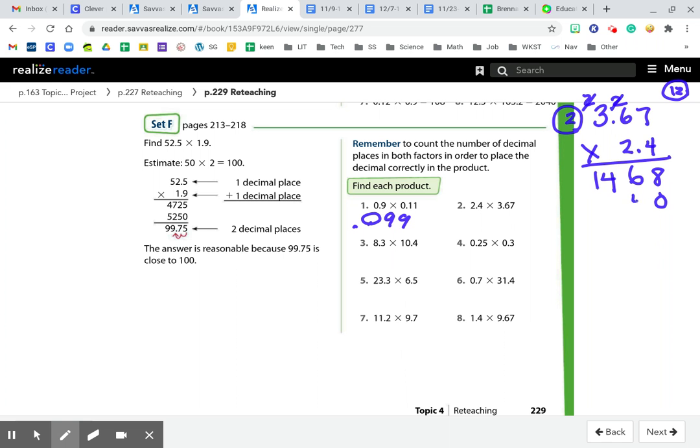Make sure you shift over 1. 2 times 7 is 14, carry the 1. 2 times 6 is 12, plus 1 is 13, carry the 1. 2 times 3 is 6, plus 1 is 7. Add my digits. And remember, we said it's going to be around 12. We have 3 digits in decimal place value in the problem. That means we'll have 3 in the answer. And our answer is 8 point.